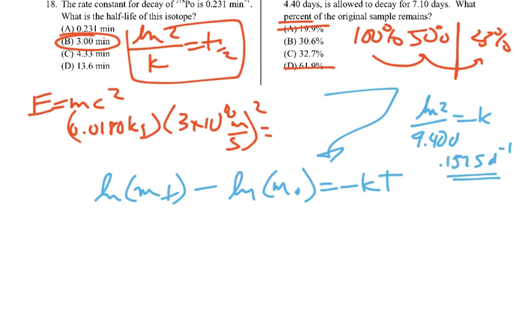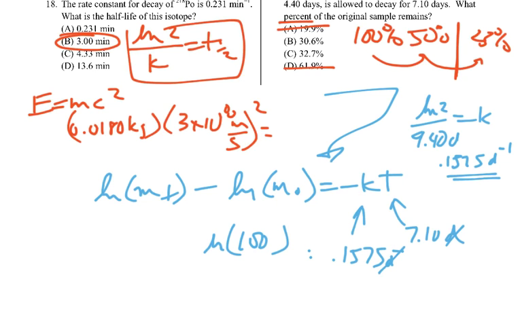And what do I know? I know my time is 7.1 days. And I know that k is 0.1575 days to the minus 1. So those units cancel. And my initial value, we're going to call that just 100%. Okay, so I have natural log of 100 minus natural log of x, and we're just solving for x. And when we're all done, we get 32.7. Okay, we get this answer, answer C.